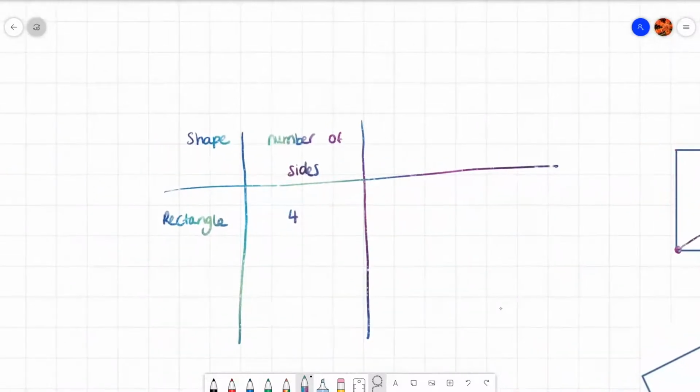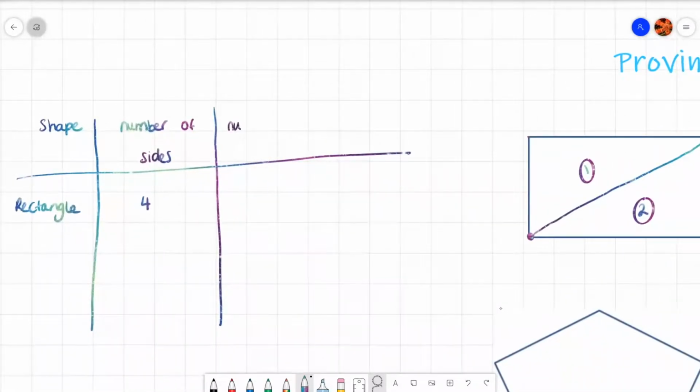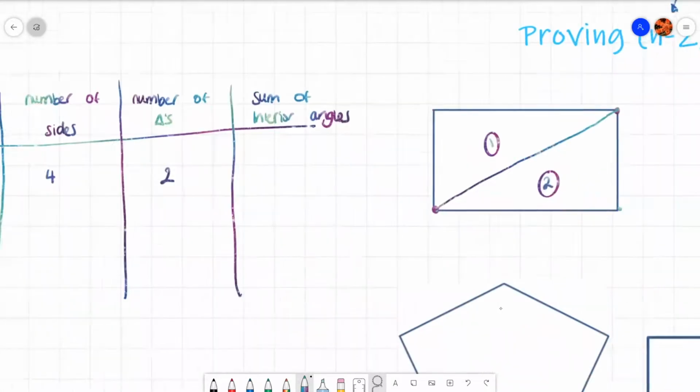Okay, so I'm going to write number of triangles, and then sum of angles or interior angles. Okay, I've made 2 triangles.